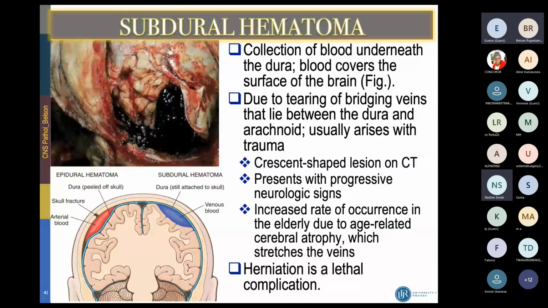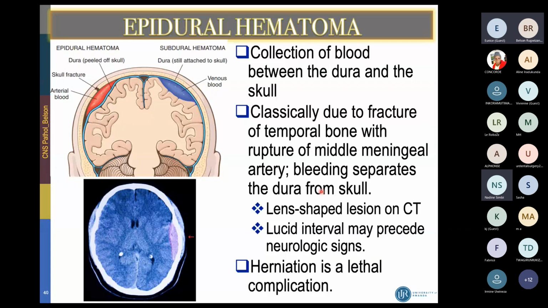So for subdural hematoma, this is a crescent-shaped region on CT. For epidural, it is lens-shaped. Here it is crescent-shaped. It presents with progressive neurologic signs. This part means the blood accumulates slowly. While here a lucid interval may precede. So the neurologic signs come quickly.